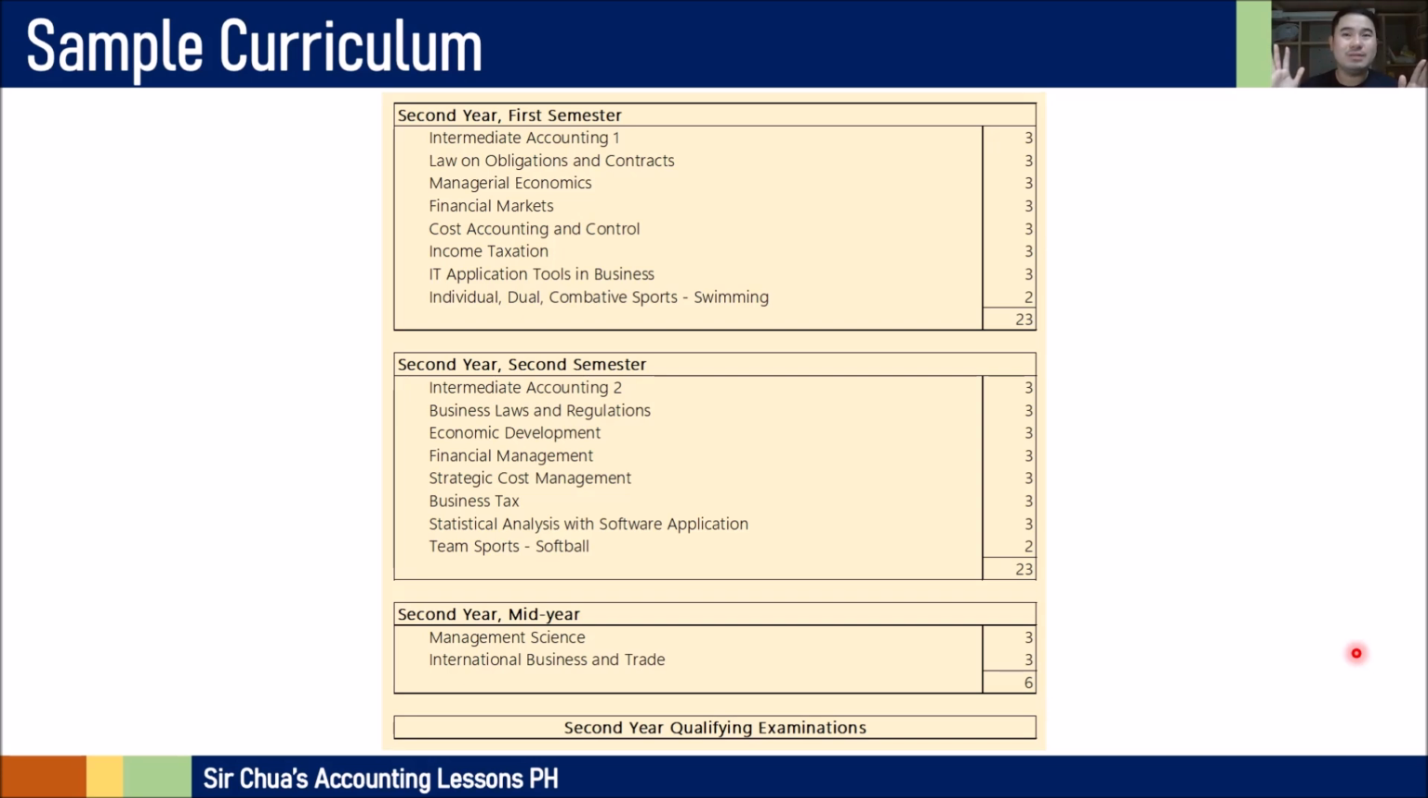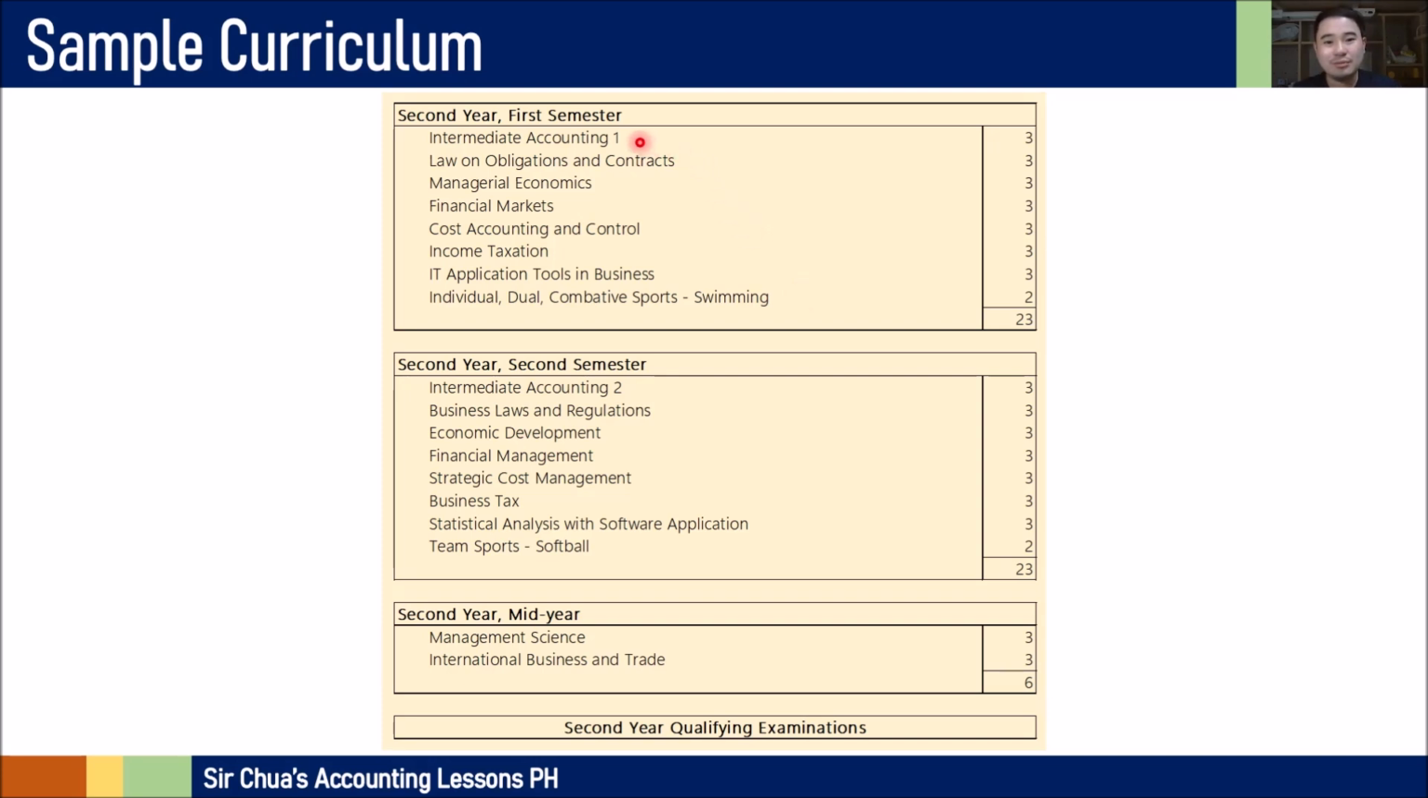Kasi, minsan, nauubos na yung GEs mo, so mas nagfo-focus ka na sa majors. Katulad nito, yung first sem: Intermediate Accounting 1, tas may law ka na din, andyan na rin yung Managerial Economics, Financial Markets, Cost Accounting and Control, Income Taxation, tapos yung IT Application Tools and Business. Kung mapansin nyo, lahat yan ay nasa core accounting, di ba? Ganun siya. Okay? And then, meron ka pa ring PE.